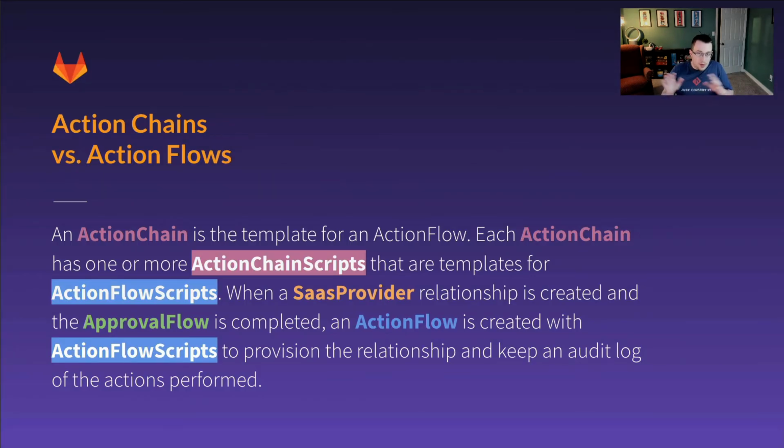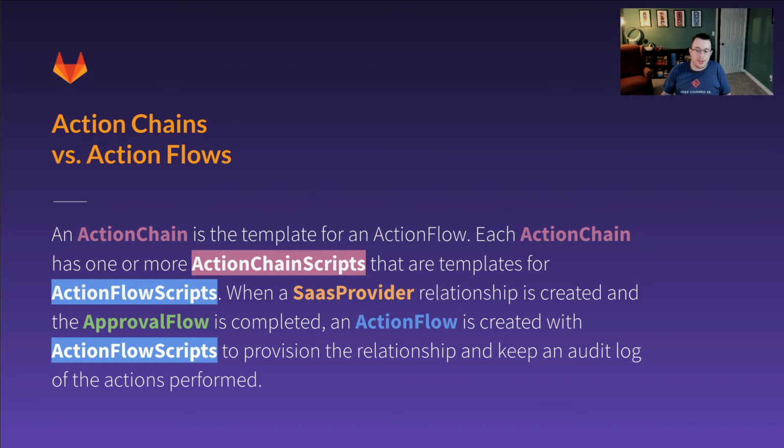So if that was confusing, that's totally okay. We're teetering here between too deep and just deep enough, right? So the action chain is the template for an action flow. And each action chain is going to have one or more scripts that are going to run. And they're the templates for the action flow scripts. Remember that left and the right side. So in here, the left is in pink, the right is in blue, right?